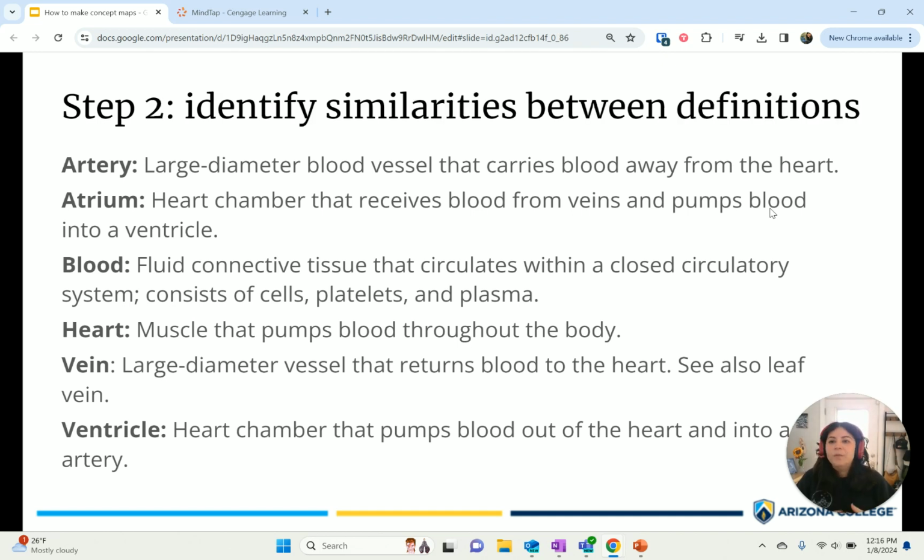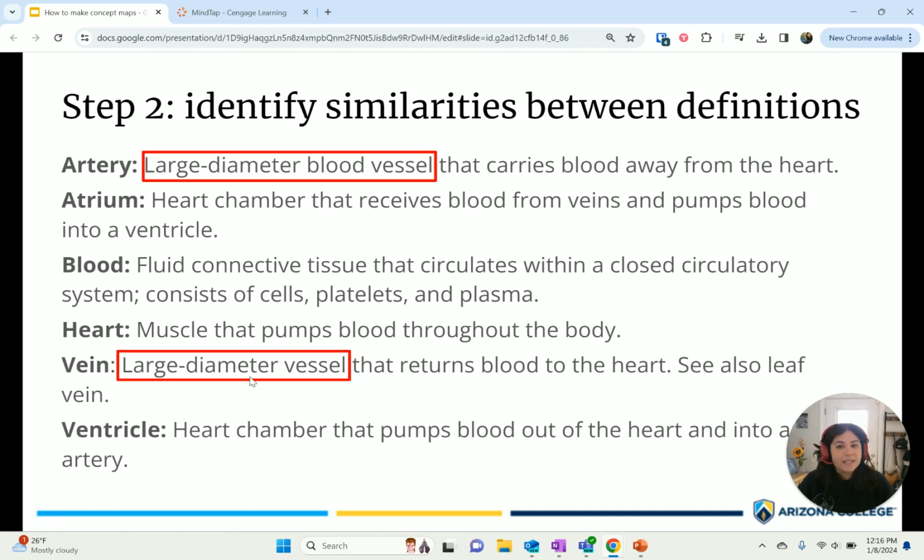Step 2, once we've defined all of our terms, now we want to identify similarities between the definitions. As you're defining your terms, you'll start to notice like, oh, these are both kind of talking about similar things. I could probably connect these terms. For example, you might notice that arteries are large diameter blood vessels and so are veins. So these are similarities between these two terms. Also, you may have noticed as you were defining your terms that the atrium is a heart chamber, as is a ventricle, also a heart chamber.